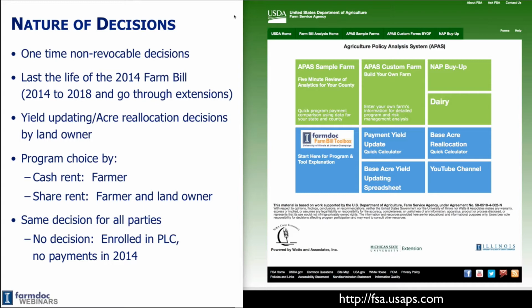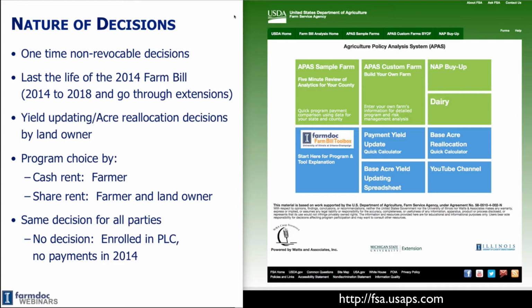After those deadlines pass, they will last through 2018, and yield updating and acre reallocation likely will last longer than that. Life of the Farm Bill is through 2018. Yield updating and acre reallocation decisions are the responsibility of the landowner. So the landowner is the official one making those decisions. If the farmer has the correct power of attorneys, they can make those decisions, but if not, it's the choice of the landowner.